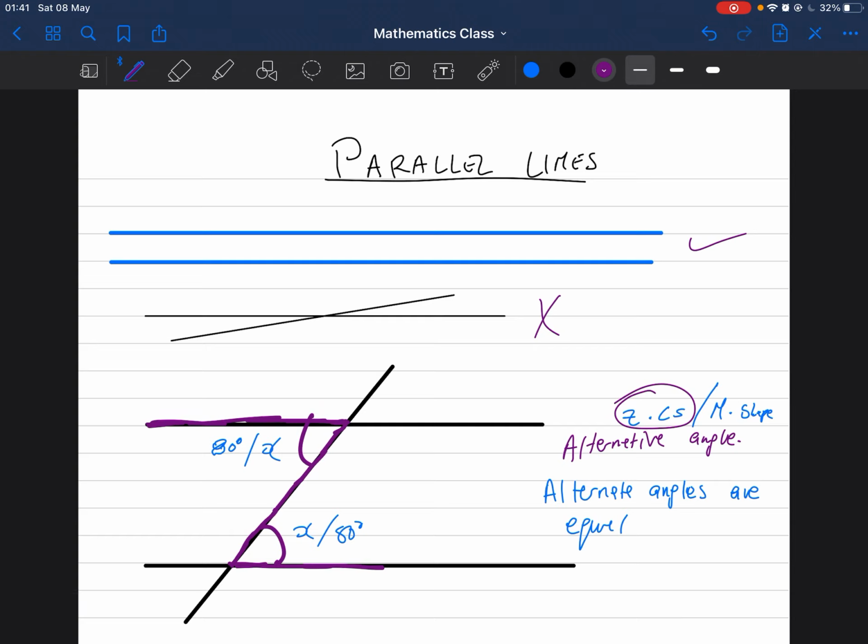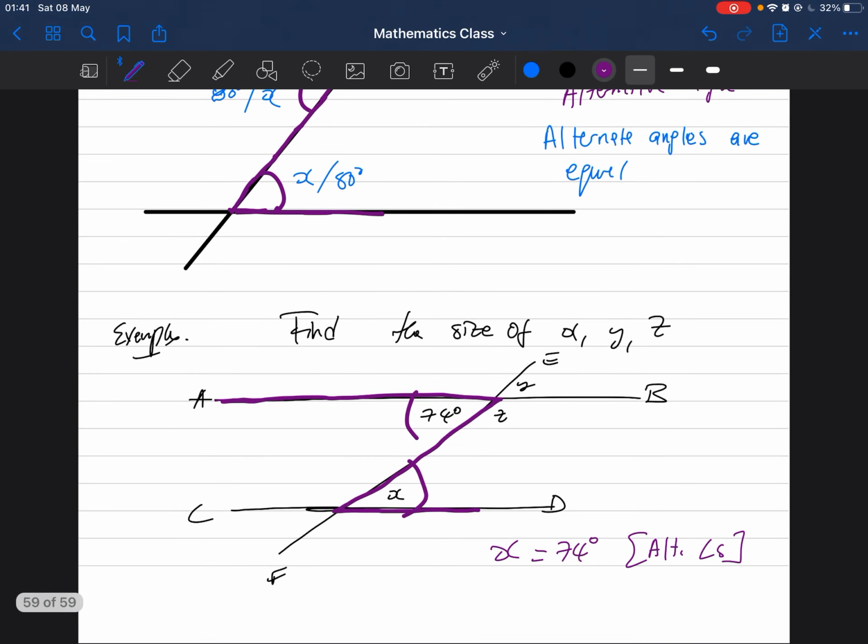Just check the other videos on corresponding angles and supplementary angles, and how we're going to solve this problem using these theorems. Awesome.